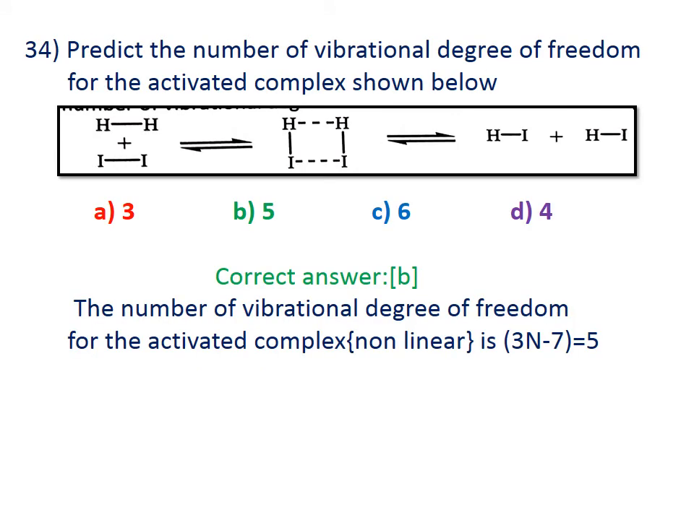34. Predict the number of vibrational degrees of freedom for the activated complex shown here. Here the activated complex is non-linear, therefore it has 3N minus 7 vibrational modes. Vibrational degree of freedom is equal to 3N minus 7. N will be equal to 4, so 3 into 4 minus 7 will be equal to 5. Therefore, the correct answer is B. The number of vibrational degrees of freedom for this activated complex is 5. Correct answer B.